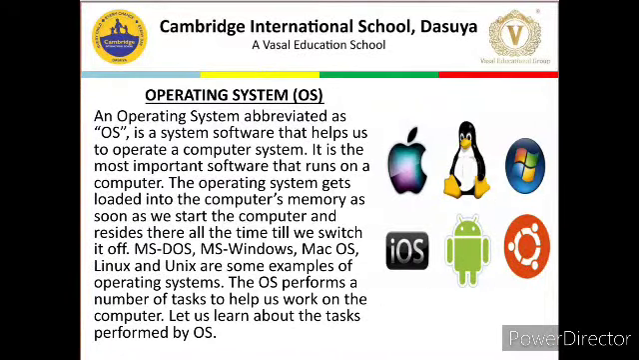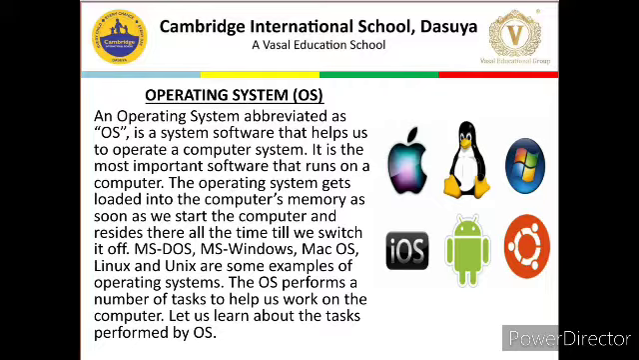Let's move on to our next topic of the day, the operating system. An operating system, abbreviated as OS, is a system software that helps us to operate a computer system. It is the most important software that runs on a computer. The operating system gets loaded into the memory as soon as we start the computer, and it resides there all the time till we switch it off.